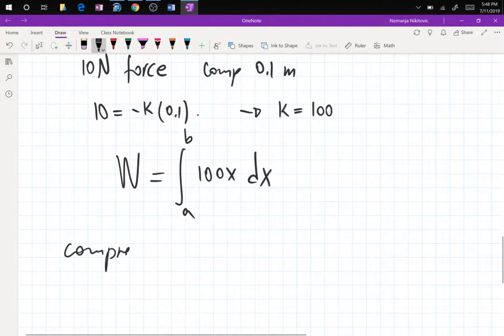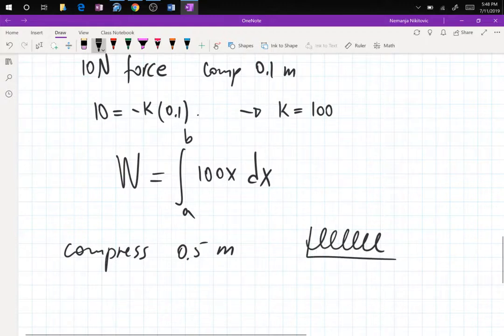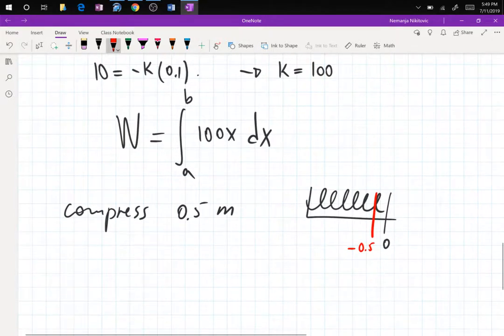Compress 0.5 meters. Great. What you have is the spring that is happy at its equilibrium, zero, and here you are, pushing it inside for no reason, and clearly it's going to go negative 0.5 because you pushed it in. If you stretch it, it's going to go to positive 0.5. But because you are compressing the spring, it goes to negative 0.5. I hope you all understand that: positive 0.5 versus negative 0.5. That's very important.